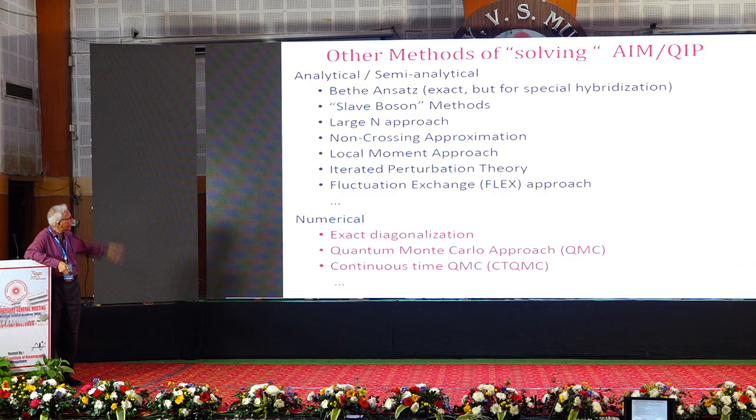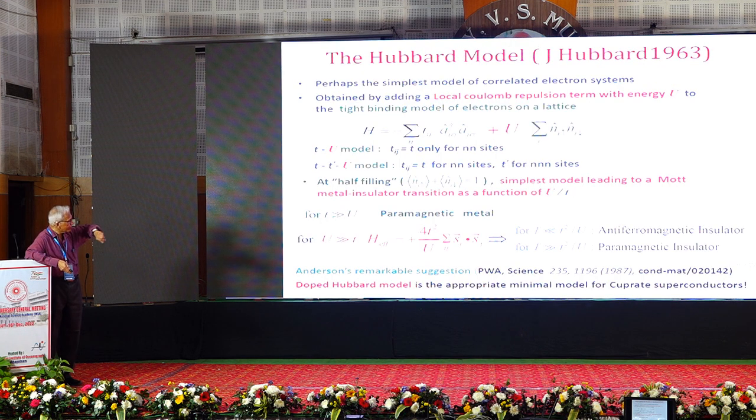Okay. And after this method, of course, a whole lot of methods were invented by people for looking at this impurity problem. But still, I would say the numerical renormalization group is the most powerful method for doing this problem. Okay, there are all kinds of numerical methods, which I don't have time to go into. So let me get to the Hubbard model. Okay, so that's so far about the impurities.